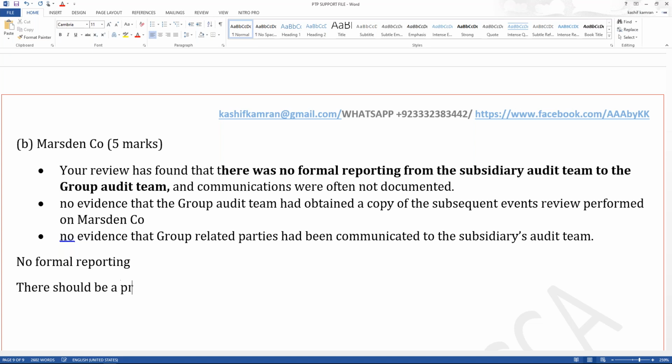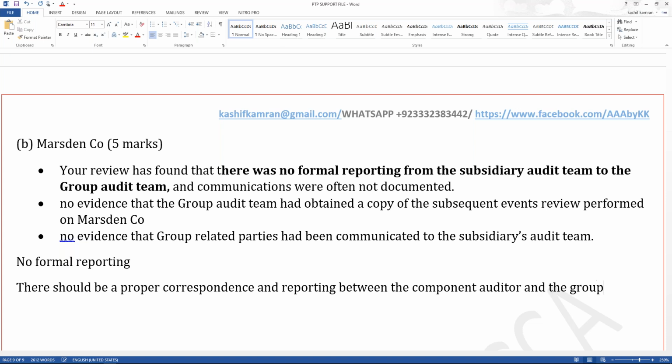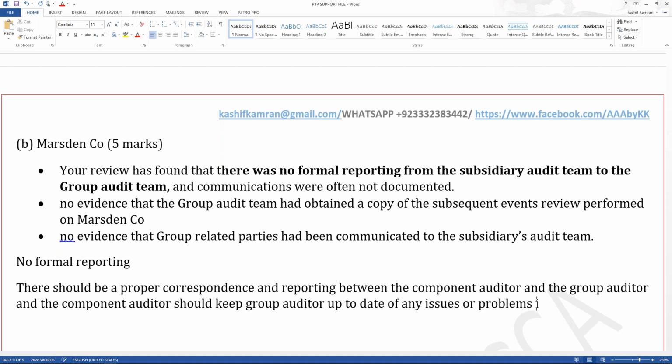There should be a proper correspondence and reporting between the component auditor and the group auditor. And the component auditor should keep the group auditor up to date of any issues or problems in the component audit. So you started with an action first. You're telling the examiner there should be a proper reporting, there should be a proper correspondence between them, and then full stop. And then after the action, you come to the issue.